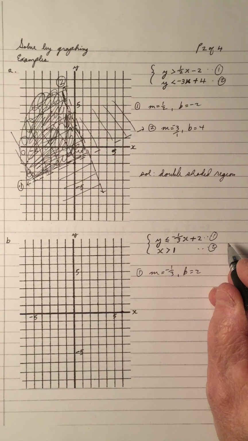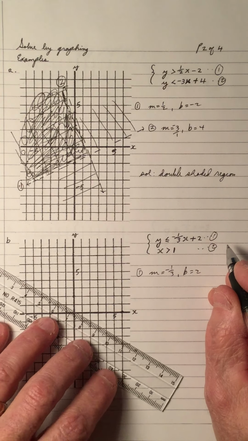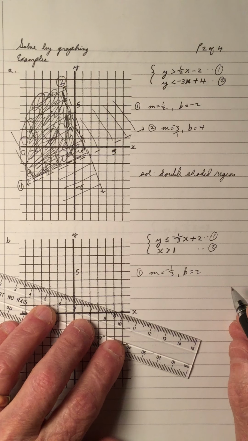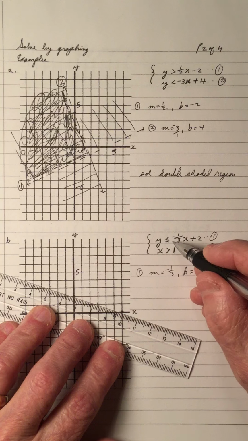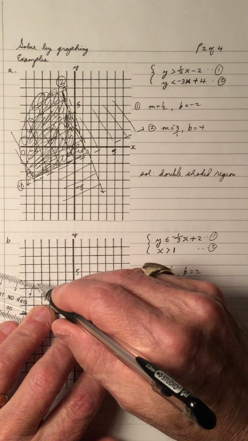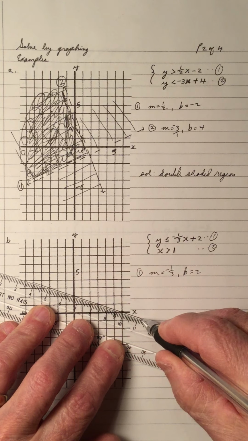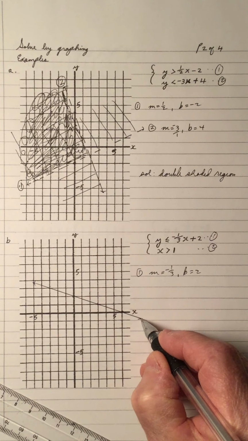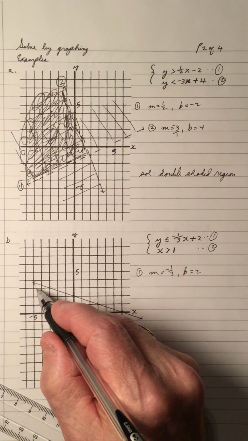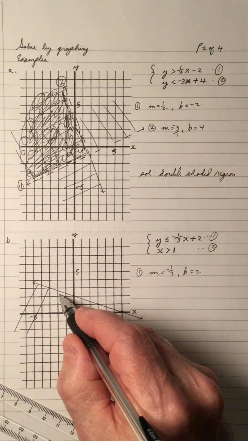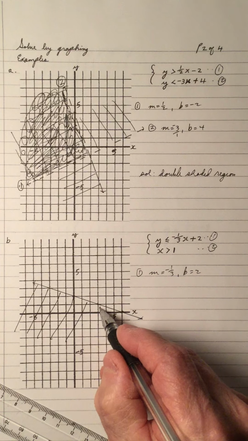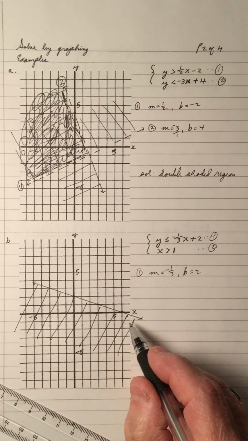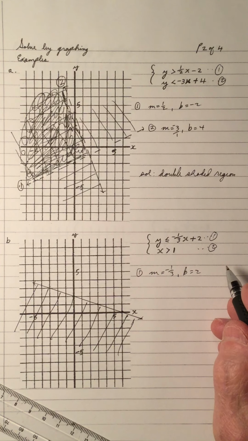And we put our ruler on those points to line it up, better than drawing freehand. This boundary line is an equal to, so it's a solid boundary line. Make it solid, because of the equal sign. Less than is below the line. So all these points below this line, and on the line, satisfy this inequality.